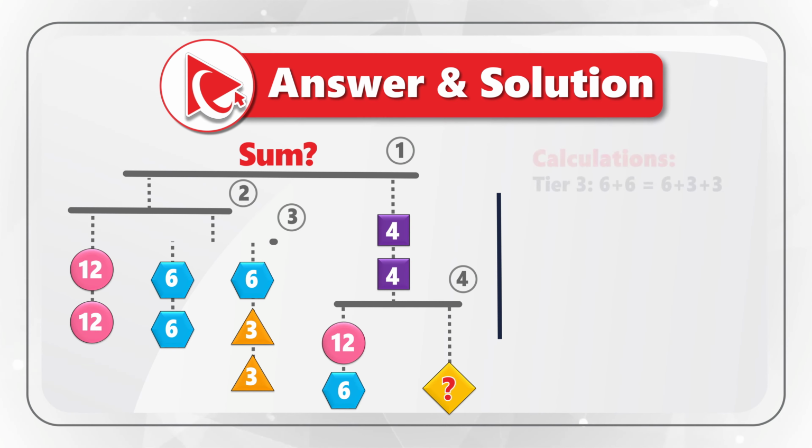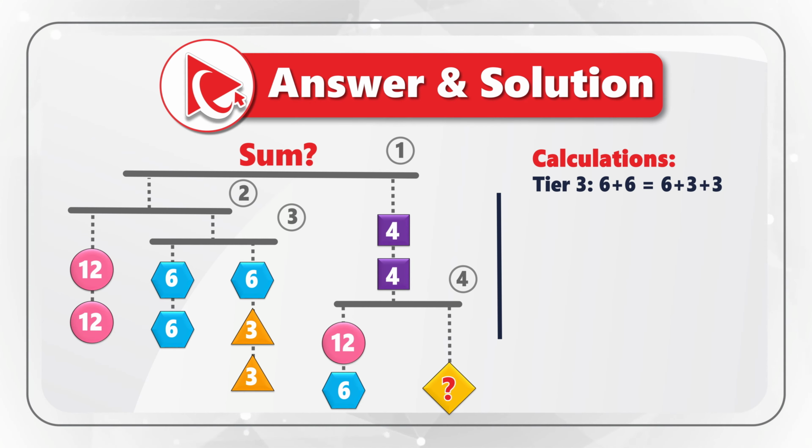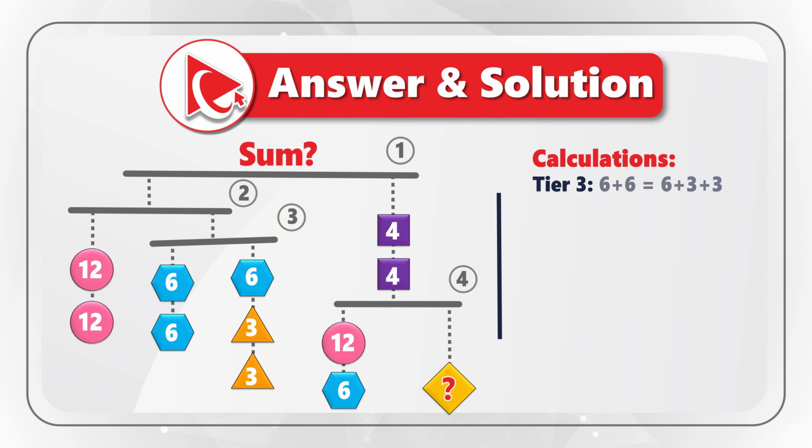Let's look closely at Tier 3 to better understand how this tier remains in balance. As I already mentioned, each tier remains in balance because the numbers are equal on both sides. So on the left of the Tier 3, we have 2 hexagons with total value of 12. On the right of the Tier 3, we have hexagon, which equals number 6, plus 2 triangles, 3 plus 3. So on both sides, the total value is 12. This is why Tier 3 remains in balance.